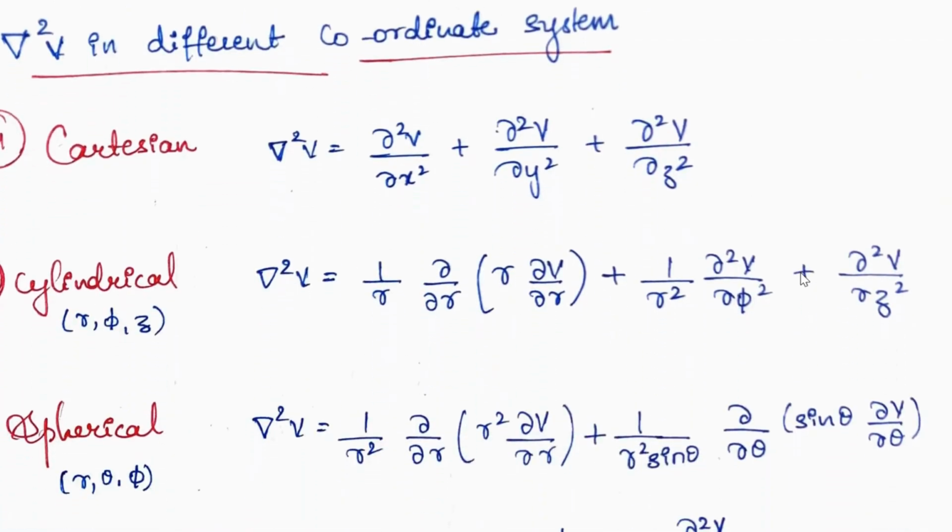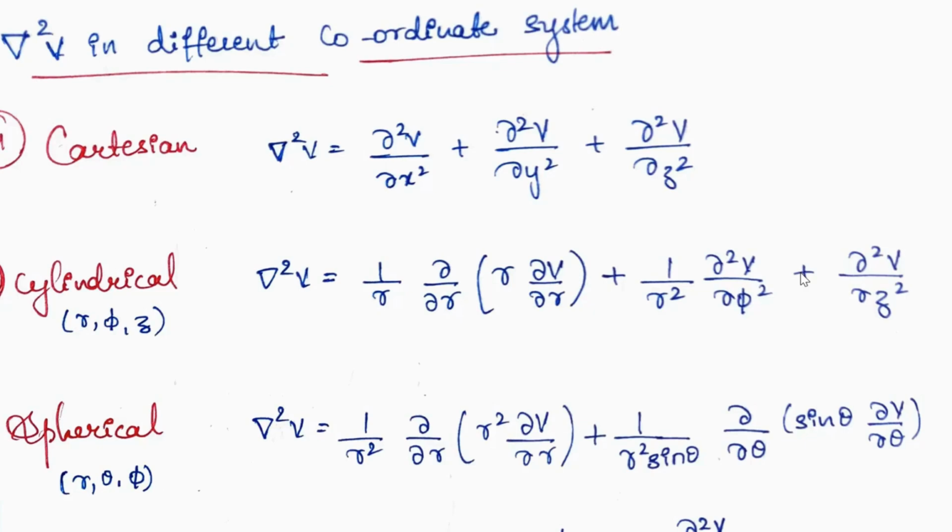Next, we have three main coordinate systems where we use this to check whether a function satisfies the Laplace equation or not. For the Cartesian, it is dou square V by dou x square plus dou square V by dou y square plus dou square V by dou z square. For the cylindrical coordinates r, phi and z, del square V is equal to 1 by r dou by dou r of r dou V by dou r plus 1 by r square dou square V by dou phi square plus dou square V by dou z square.